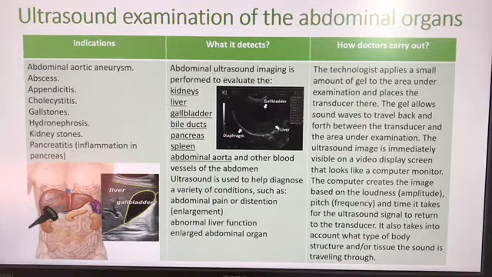So, the technologist applies a small amount of gel to the area under examination and places the transducer there. The gel will allow the sound waves to travel back and forth between the transducer and the area under examination. The ultrasound image is immediately visible again on a video display screen that looks like a computer monitor, and the computer will create the image based on the loudness, amplitude, pitch, frequency, and the time it takes for the ultrasound signal to return to the transducer. It takes into account, once again, what type of body structure or tissue the sound is traveling through.